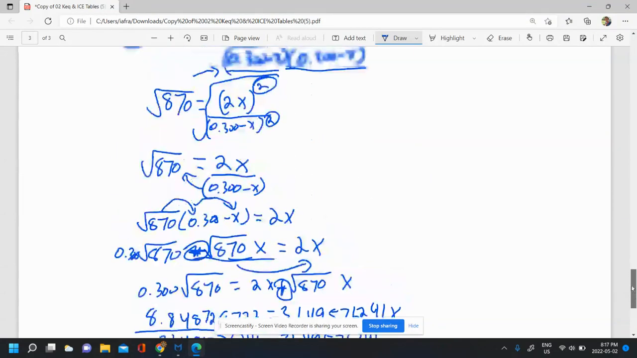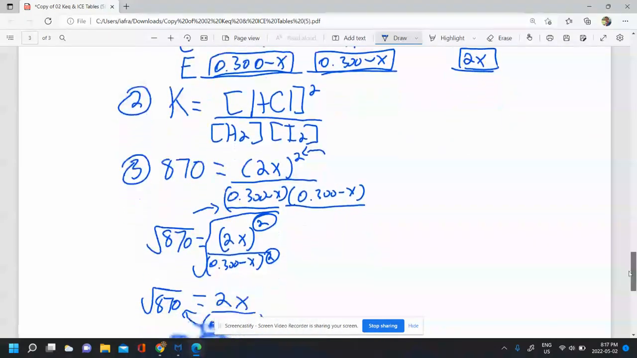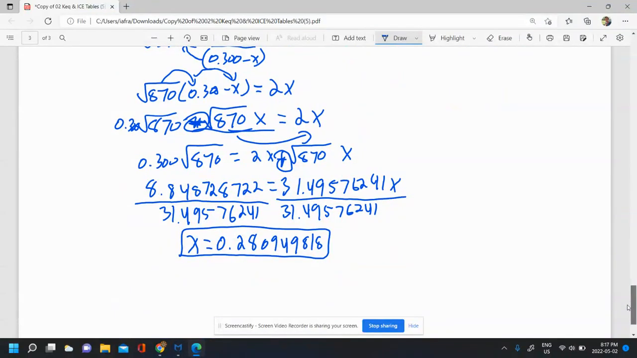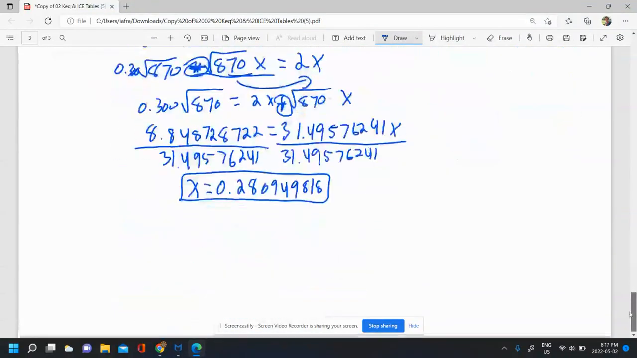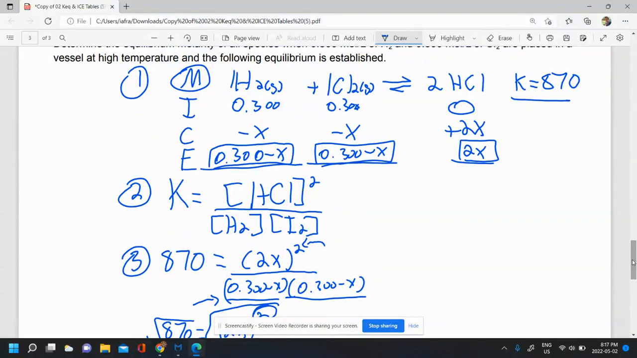That is not the concentration of each of those. I have to go plug that x value into each of those. So step 4, the concentration of H2, which is also equal to the concentration of Cl2, is equal to 0.300 minus x.